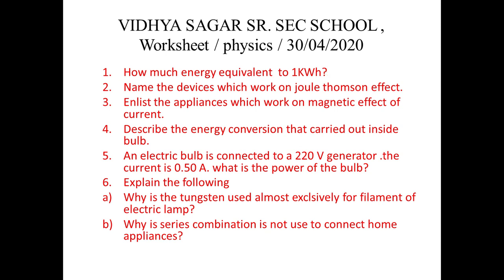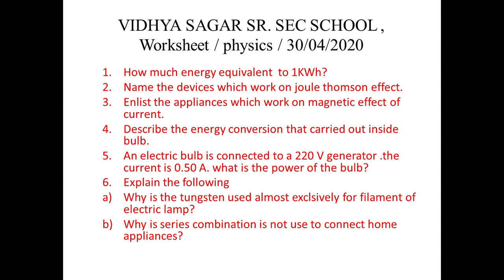Now, second question, name the devices which work on Joule heating effect, as I showed and discussed already. Next, third, analyze the appliances which work on the magnetic effect of the current, that is electric fan and wall clock. Next one is the fourth question, describe the energy conversion that is carried out inside a bulb. So the energy conversion is like that. Electric energy is first converted into heat energy, which is converted into light energy. This is the energy conversion carried out inside the electric bulb.